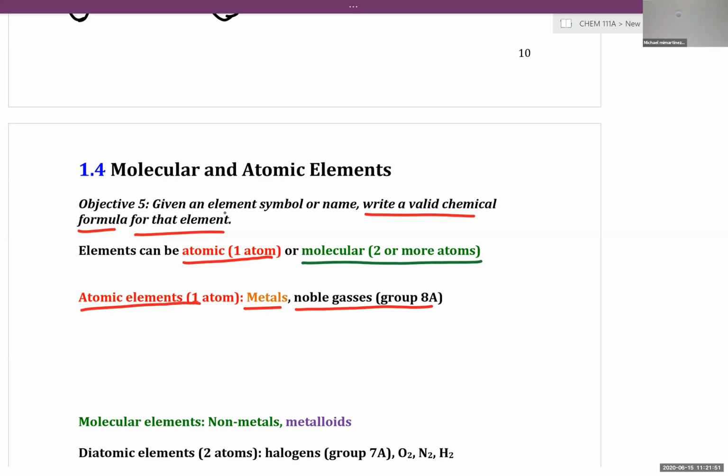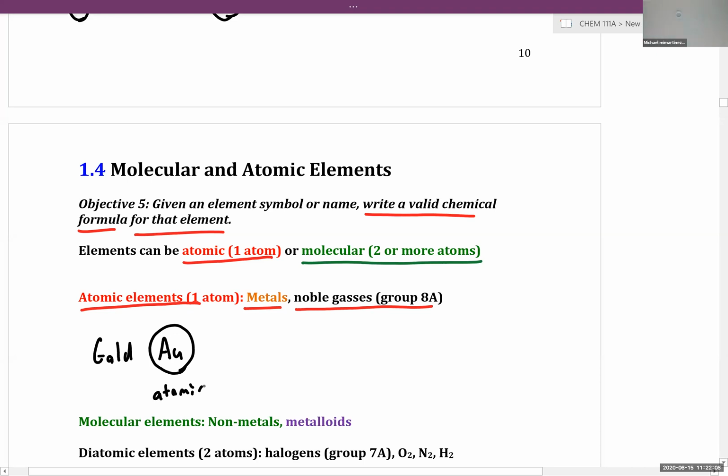Can be the name or the symbol. Gold, sure, with the symbol Au. Yep. So gold exists as an atomic element. What's an example of a noble gas? So gold is our representative metal. What would an example of a representative noble gas be? An element in group 8A. Neon, sure. Yep. So neon is our representative noble gas, which remember is group 8A. And neon also exists as an atomic element. Single atom.